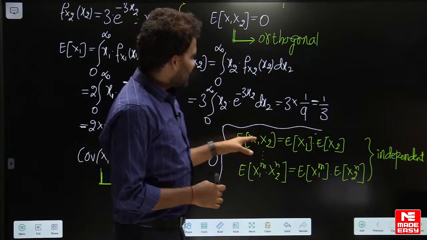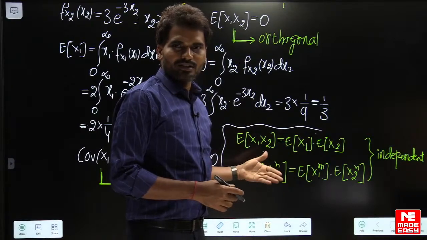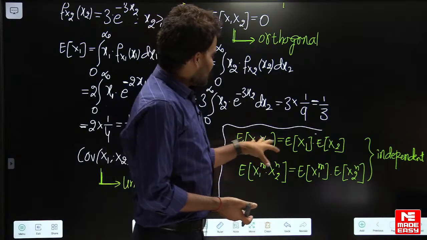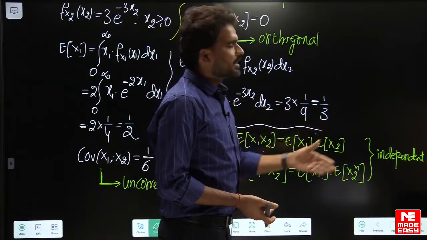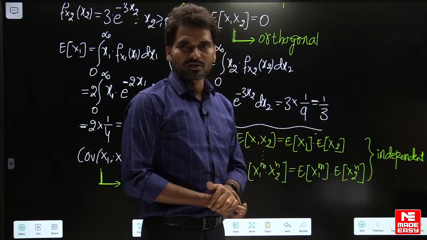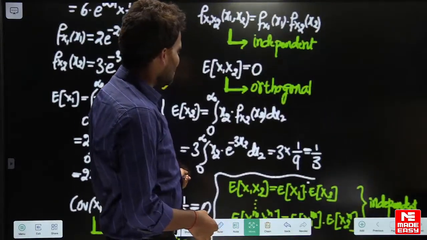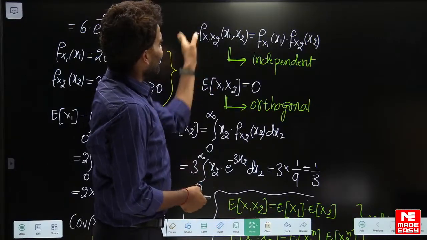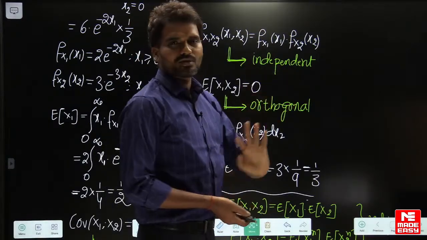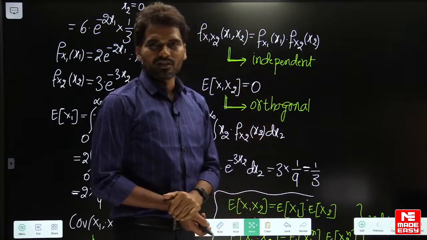For example, if for the first order this equality holds good, but for the second order the equality is not holding good, then you can't say x1, x2 will be independent. So with reference to expectation, to check whether random variables are independent or not, for every possible order you have to see whether equality holds good or not. The other easiest way is that if the joint density function is the multiplication of the individual density functions, then straight away you can say both the random variables are independent.